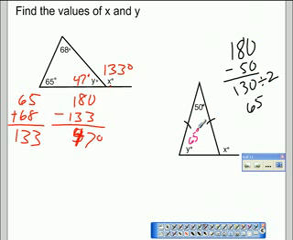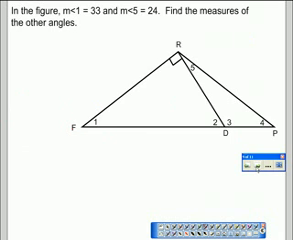65. Well, do I even need to figure out what this one is to get x? No. 65 plus 50? X is 115 degrees. That's using that exterior angle property, which is property 4. Prop 4. All right, now we're going to put it together.